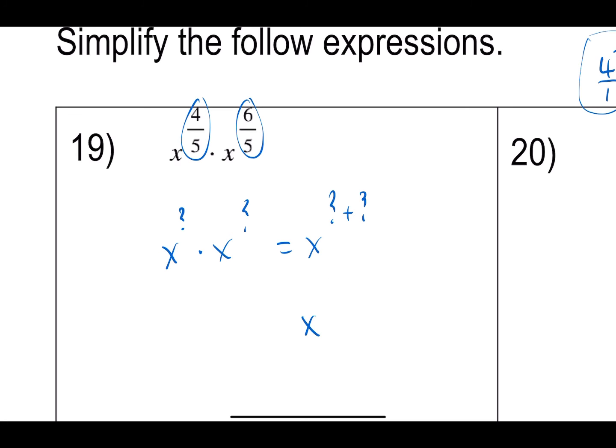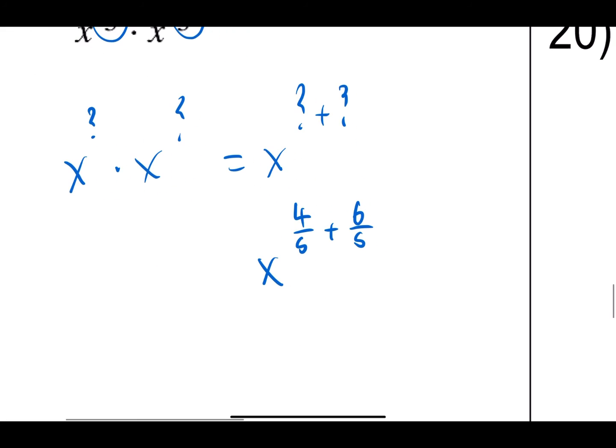But they did not have to have the same denominator. When I say base, I don't mean denominator. I mean the x. The x's are the bases. So 4/5 plus 6/5 is 10/5, which happens to reduce to x squared.